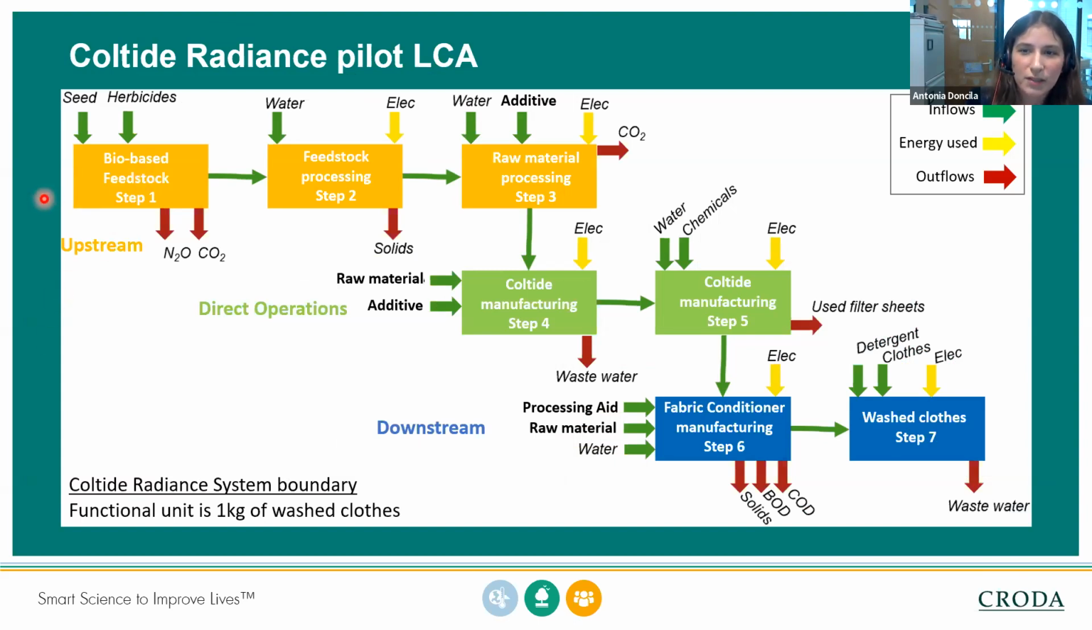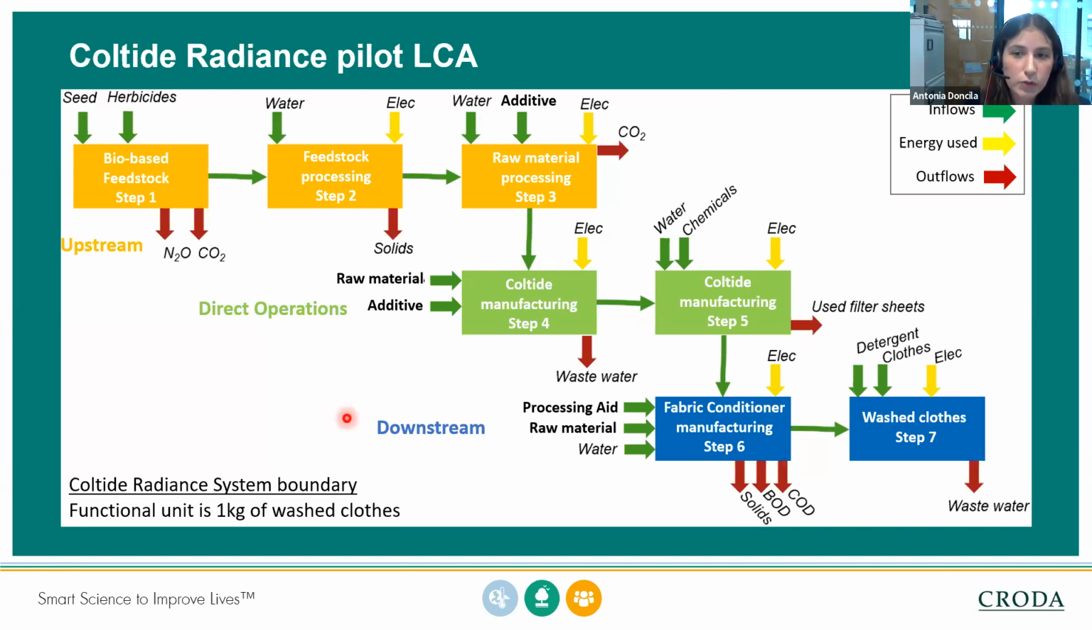So to produce Coltide Radiance, we start from a bio-based feedstock, which goes through several processing stages upstream of our factory gate. And this produces the raw material that we need. This raw material is then incorporated in several production stages within our direct operations to manufacture Coltide Radiance. And then downstream from our factory gate, Coltide Radiance is incorporated into the parent product, which is the fabric conditioner, which eventually is used in every household to wash clothes.